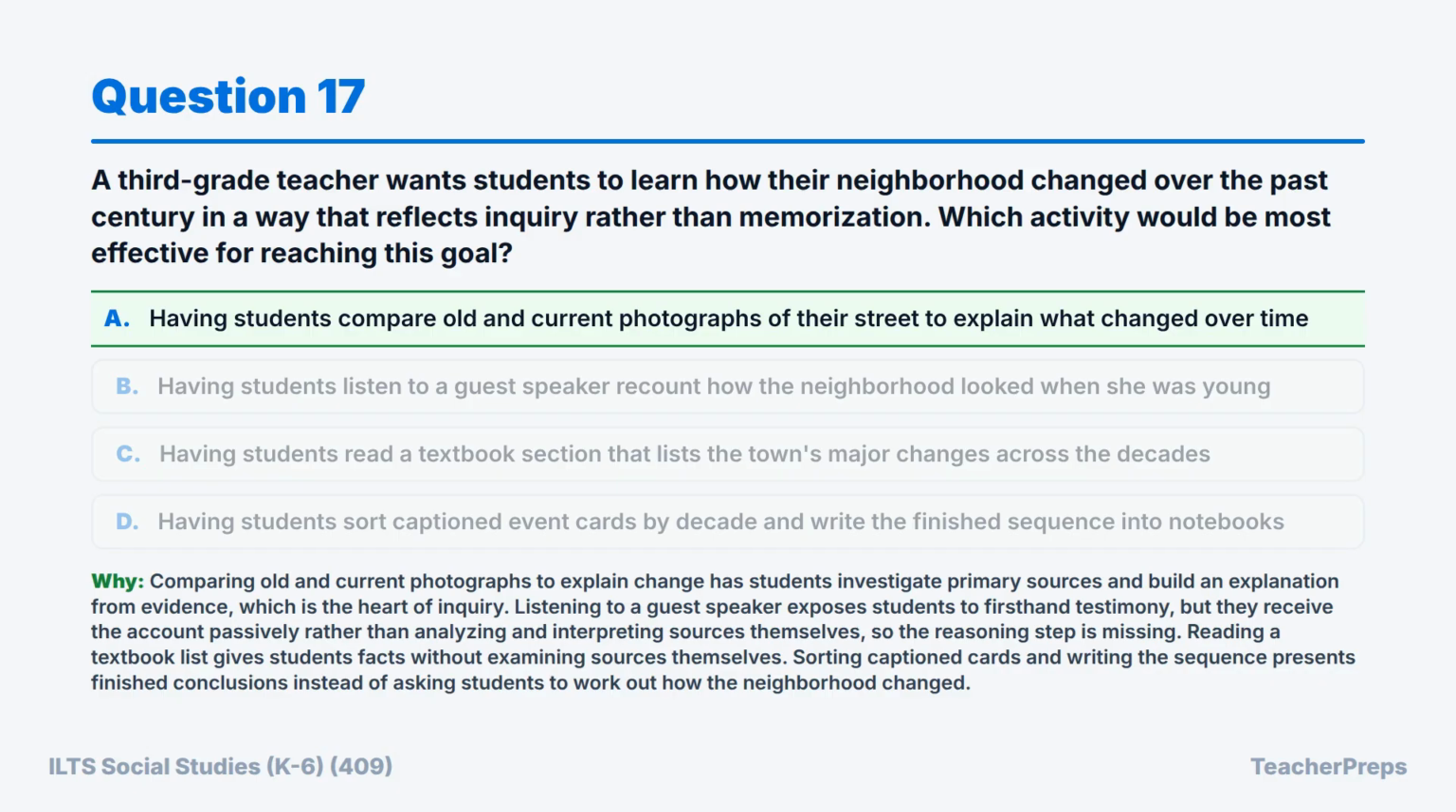Listening to a guest speaker exposes students to first-hand testimony, but they receive the account passively rather than analyzing and interpreting sources themselves, so the reasoning step is missing. Reading a textbook list gives students facts without examining sources themselves. Sorting caption cards and writing the sequence presents finished conclusions instead of asking students to work out how the neighborhood changed.